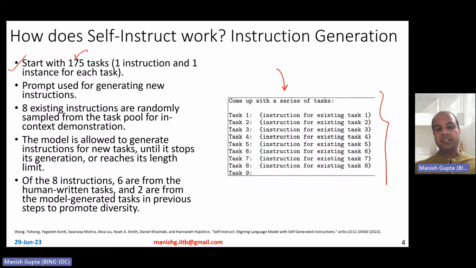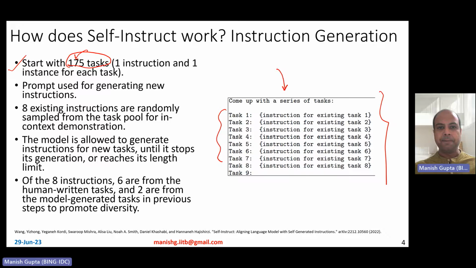So the model is allowed to generate instructions for new tasks until it stops its generation or reaches a maximum sequence length. Of the 8 instructions provided here, 6 are from the human-written tasks from the original 175 tasks, while the remaining 2 are from the model-generated tasks in previous steps to promote diversity. Of course, in the first step, there is no model-generated task, therefore you use all the 8 from the human-written ones only.